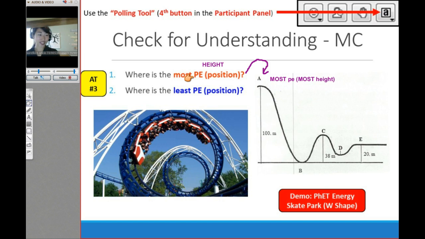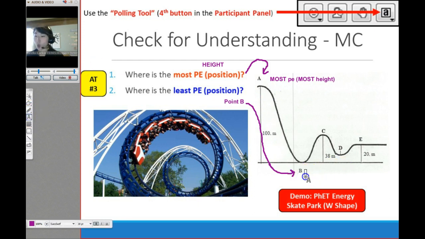Go, go, go. I have 9 answers, 10 answers. Again, the faster we participate, the faster class goes. Awesome. Yes, looks like most of us are saying point B. Point B. And that is definitely correct.